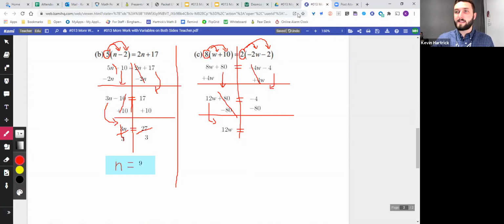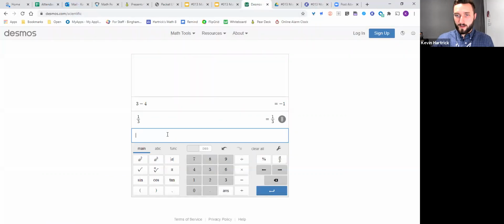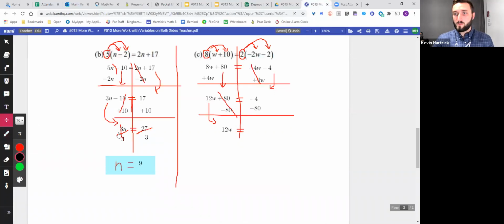-4 minus 80, I'm not sure, so I'm going to do that in my calculator. -4 minus 80, that gives me -84. So I'm going to put a -84 over here. Okay, now I need to get rid of the 12. Well, 12 is being multiplied to W, so the opposite of multiplying by 12 is dividing by 12, okay? So I'm putting my division slashes, I'm putting 12s underneath, and this tells me that I'm dividing by 12.